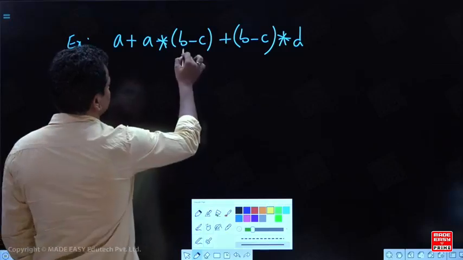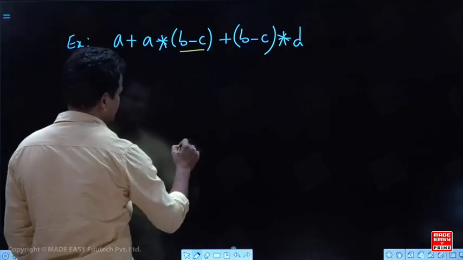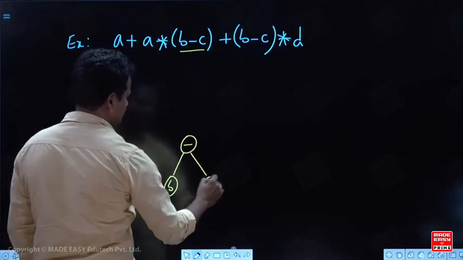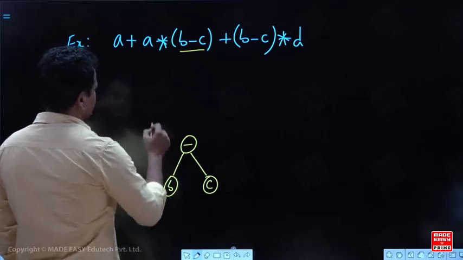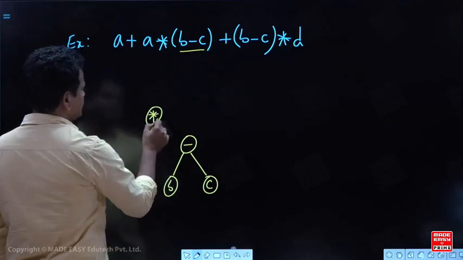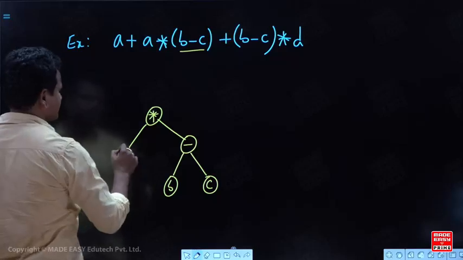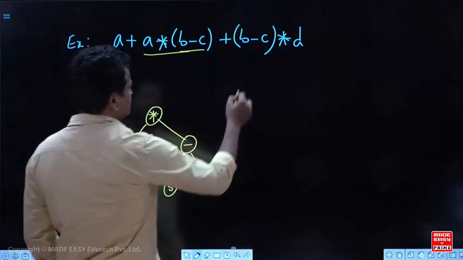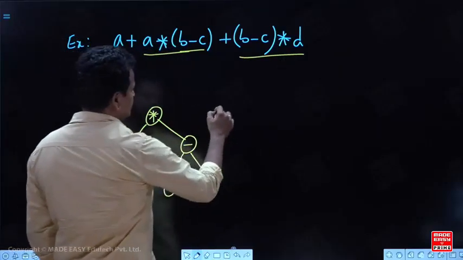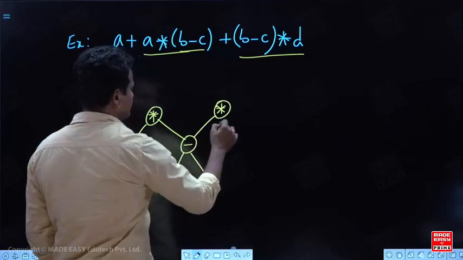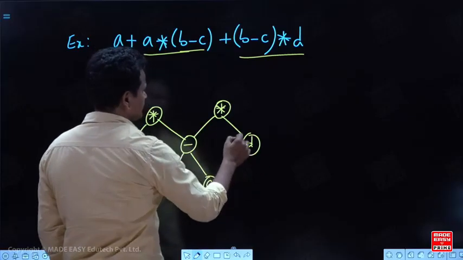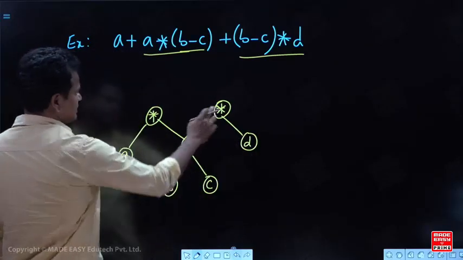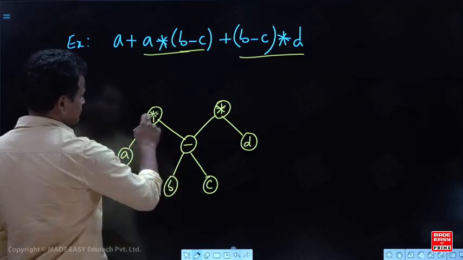So, clearly it is given B minus C. So, B minus C, B minus C, then A star B minus C. This is done. This part is done. Okay. And this part B minus C into D, B minus C into D. D is not created, so go for the creation of the D. Okay. B minus C into D, and this is A star B minus C.